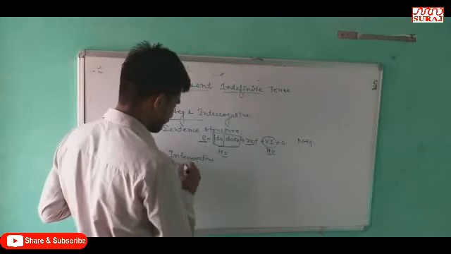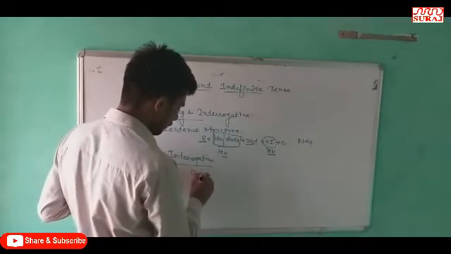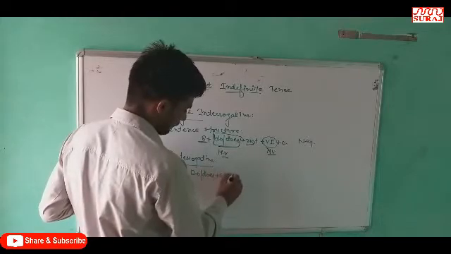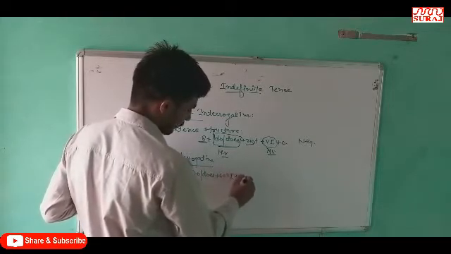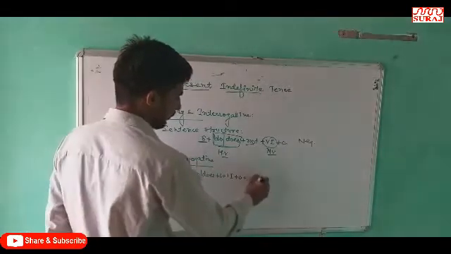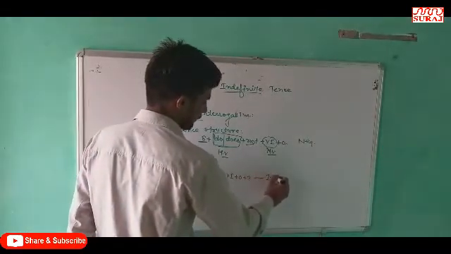In interrogative sentence, do or does plus subject plus verb first plus object plus question mark. This is the formation of interrogative sentence.